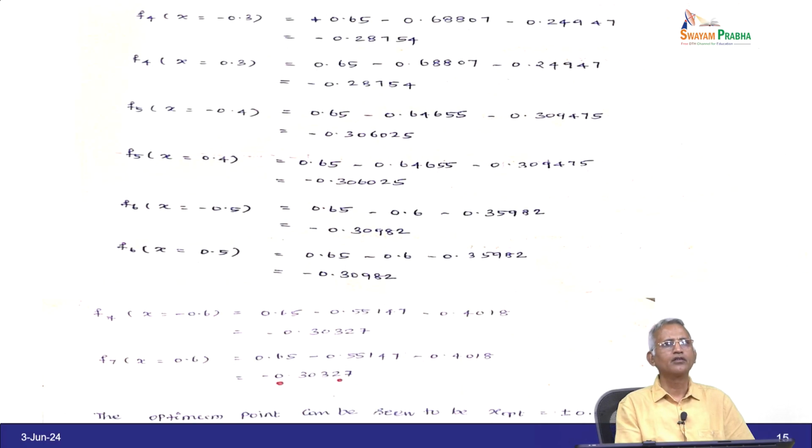Similarly, f4, f5, f6 and so on, find out. Now, you compare f7 and f6; to 2 decimal places or 4 decimal places, they are equivalent to one another. Now, it reaches optimum, therefore, x optimum is plus or minus 0.5.